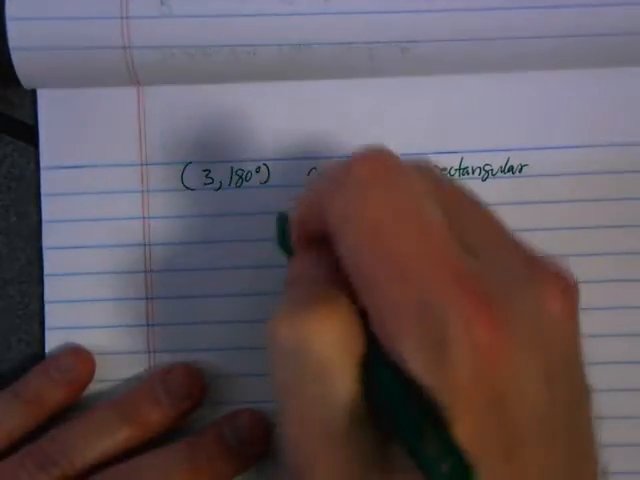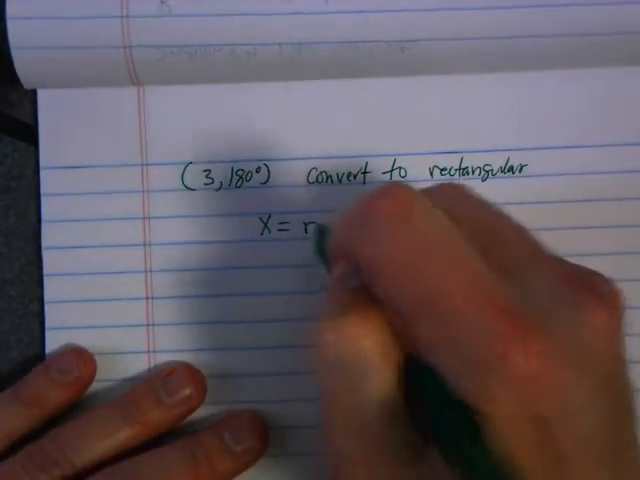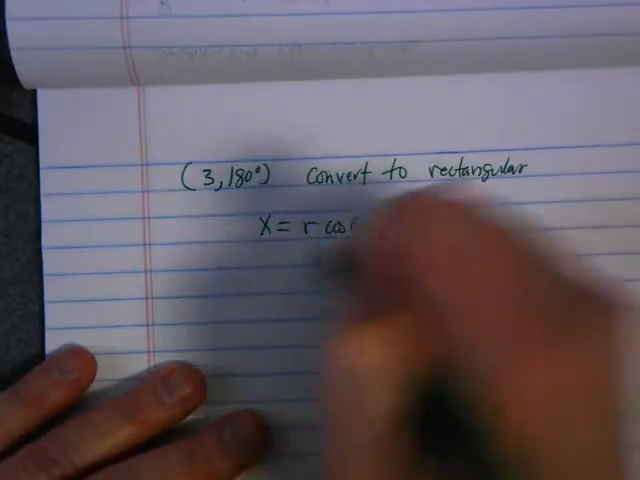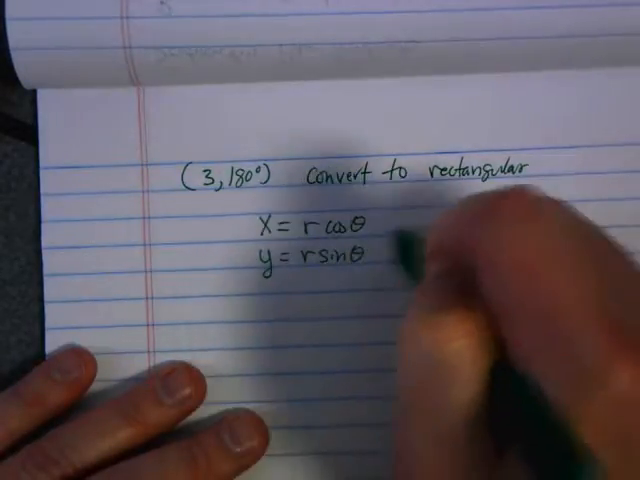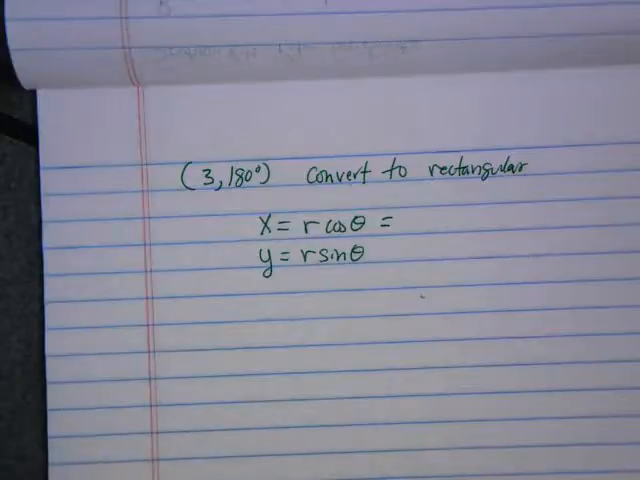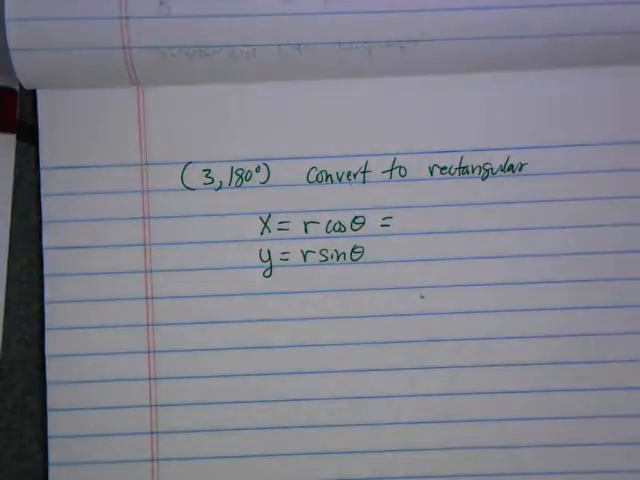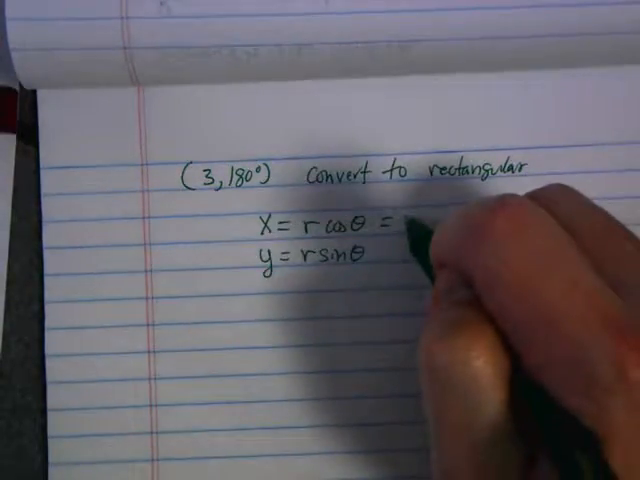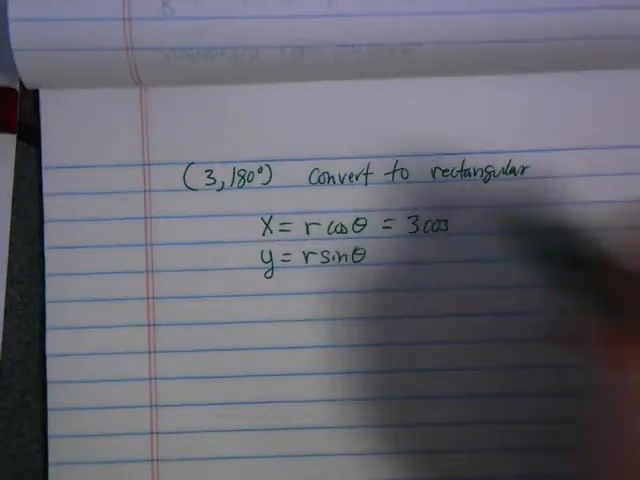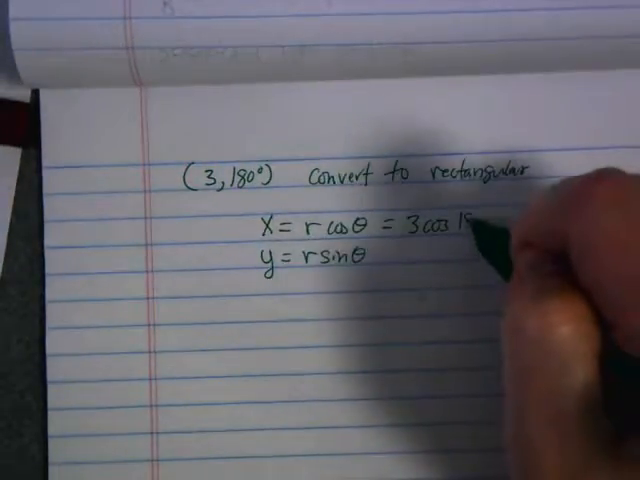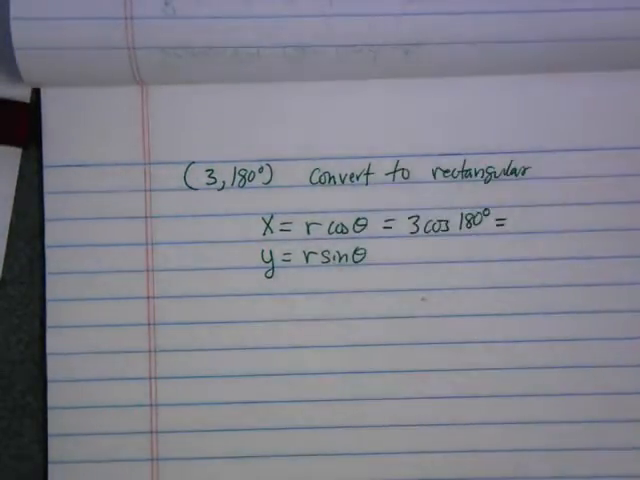Well, we have two little formulas. X is r cosine theta, and y is r sine theta. X is 3 cosine of 180 degrees. What's the cosine of 180 degrees?